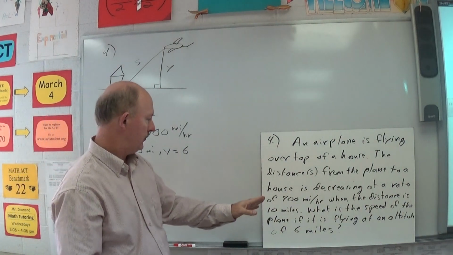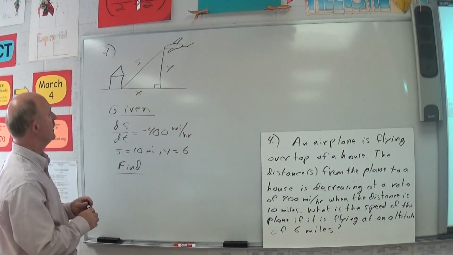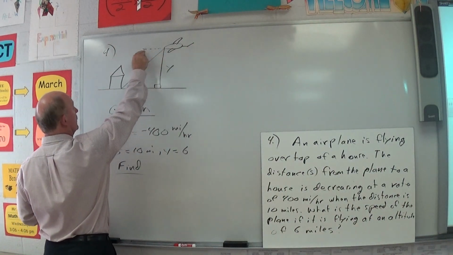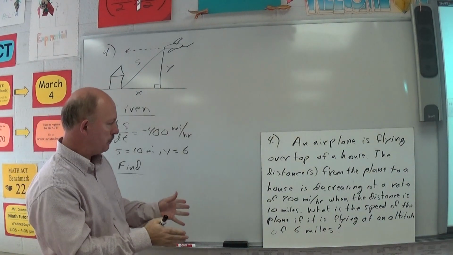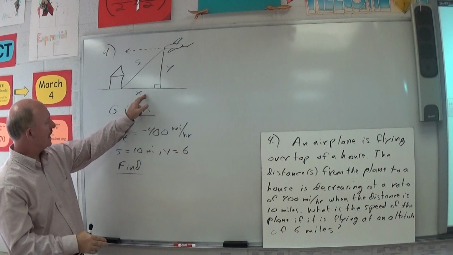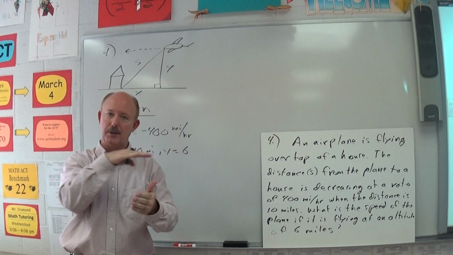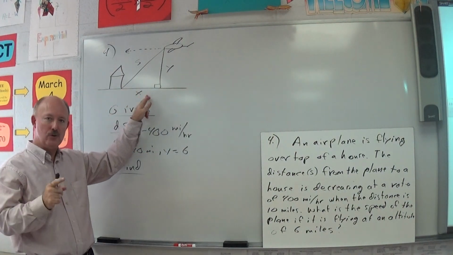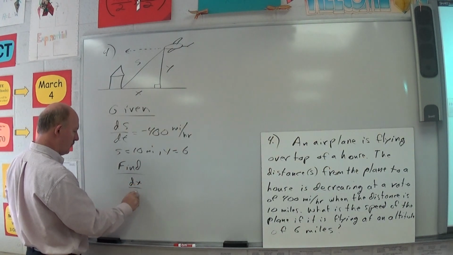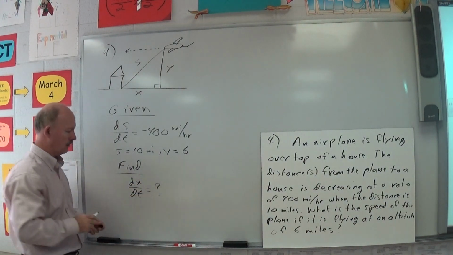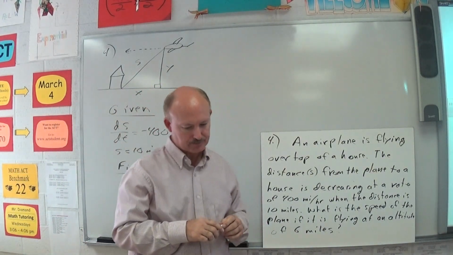It says, what is the speed of the plane? So the speed of the plane will be the rate of change of x, not y. Remember, the airplane's not going up and down; it's going straight parallel to the ground, right? So x is what's changing here. So we're trying to get dx over dt. That would be the rate of change, the speed of the plane.